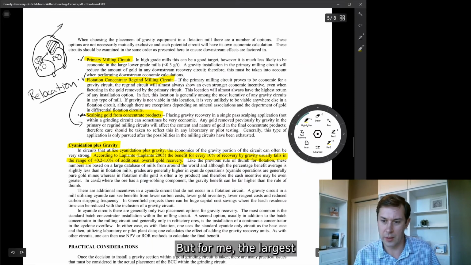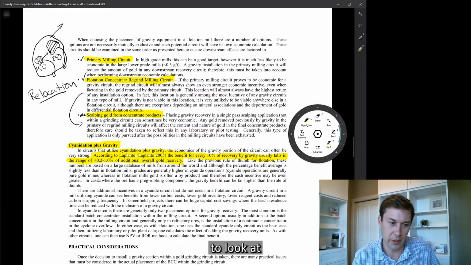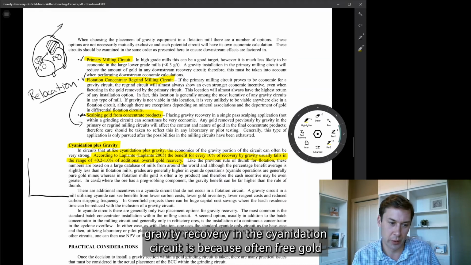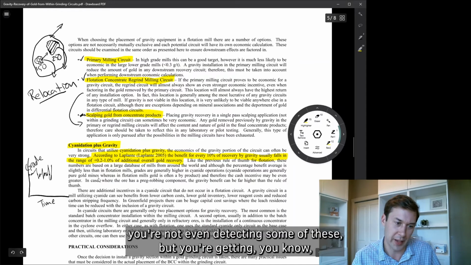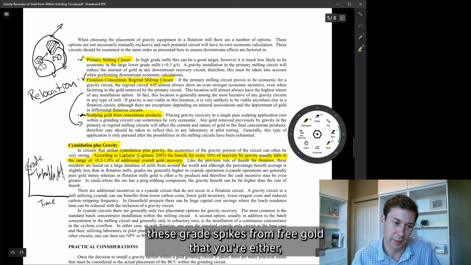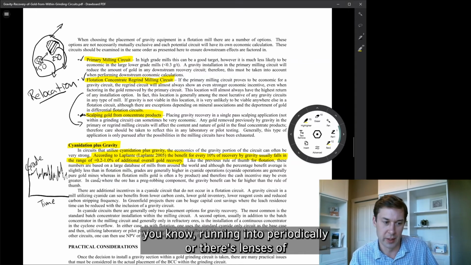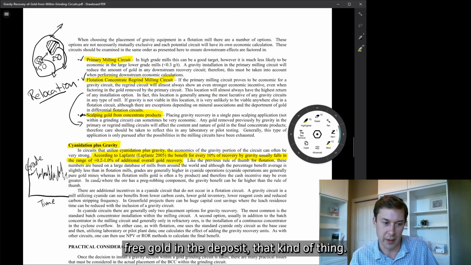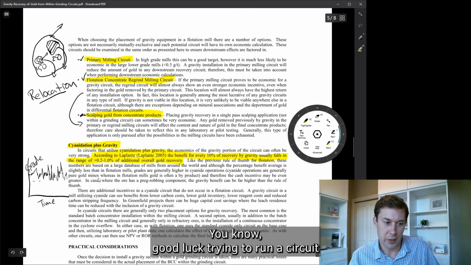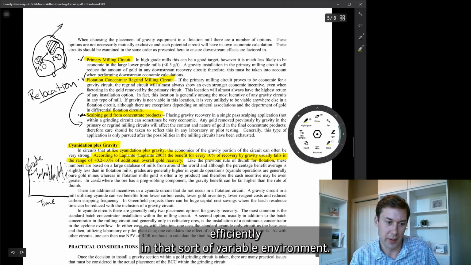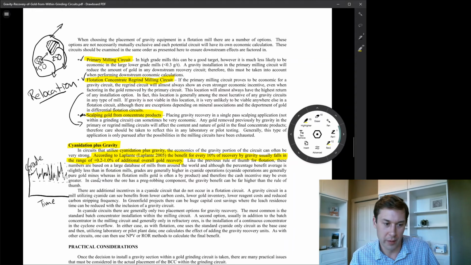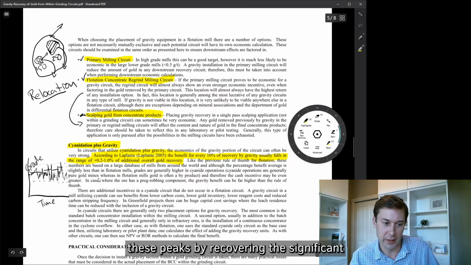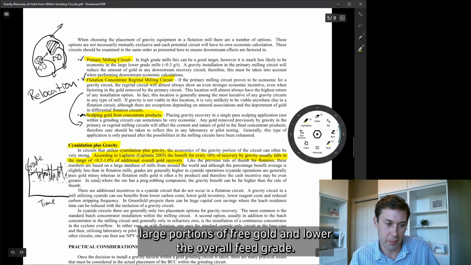But for me, the largest benefit, the biggest reason to look at gravity recovery in a cyanidation circuit, is that often it's free gold that's going to cause the variability in feed grade. Let's say you're not even detecting some of these, but you're getting grade spikes from free gold that you're either running into periodically, or there's lenses of free gold in the deposit, that kind of thing. Good luck trying to run a circuit efficiently in that sort of variable environment. Whereas a gravity circuit is going to knock down these peaks by recovering the significant large portions of free gold and lower the overall feed grade.